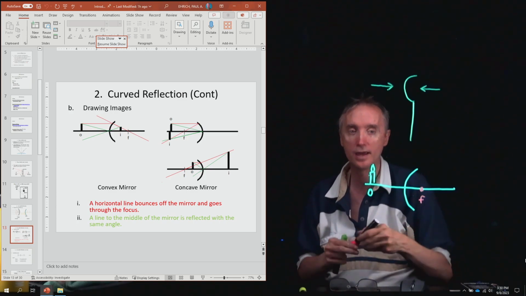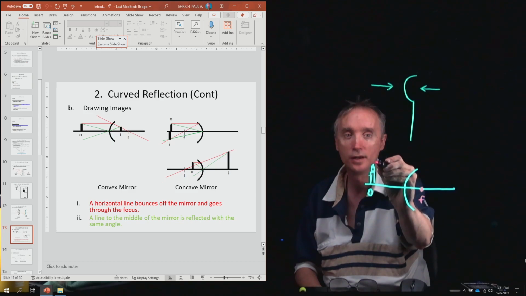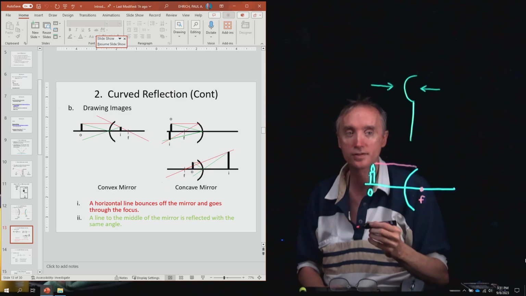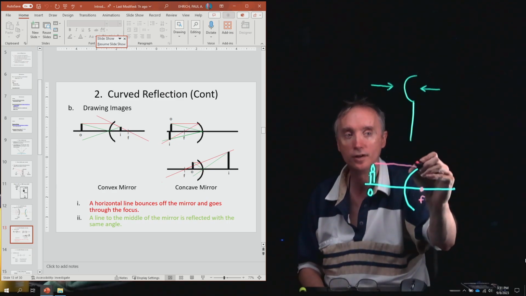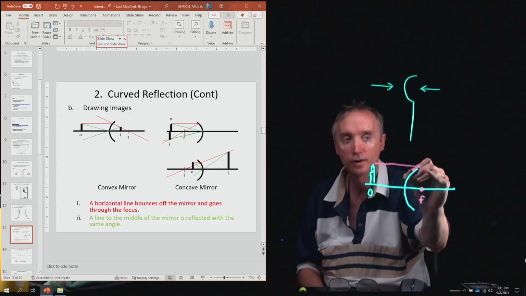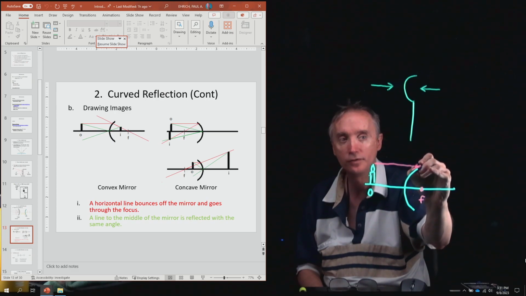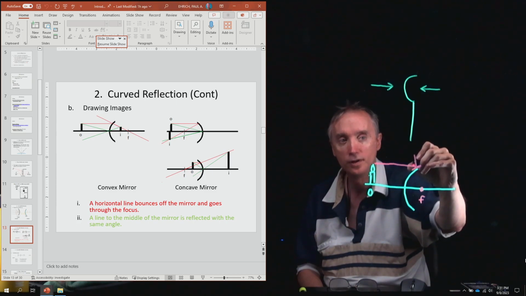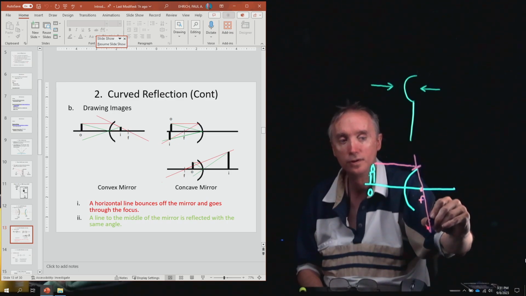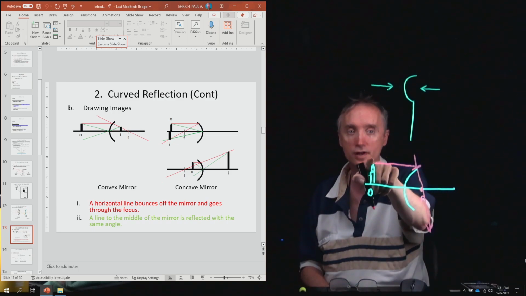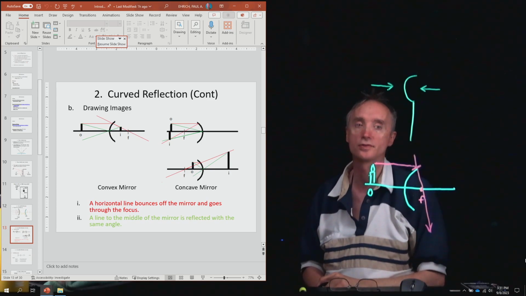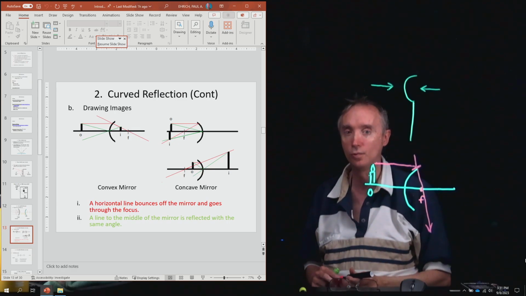Okay, now we're going to make a horizontal line, and it's going to strike the mirror, and then it's going to bounce off of it. So if we were to put a flat mirror right here, it's going to bounce off in this direction. And so if we were to extend this line, it's going to go through the focus. A horizontal line, when it strikes the mirror, has to go through the focus.